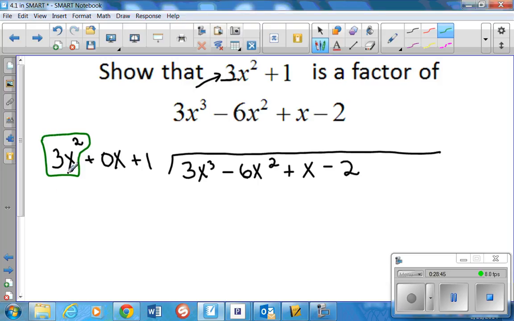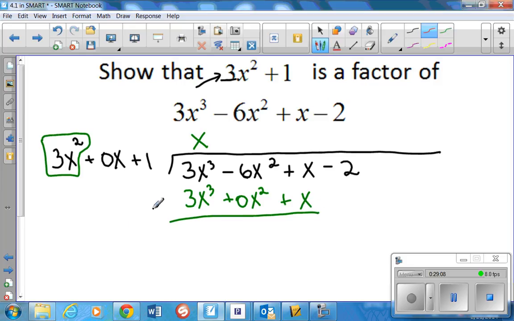3x squared, how many times do you go into 3x cubed? What do I need? An x. So x times 3x squared is 3x cubed. x times 0x is 0x squared. x times 1 is x. And I'm going to subtract, which is going to change the sign and everything. So now I have a negative 6x squared plus no x's. Bring down my minus 2.